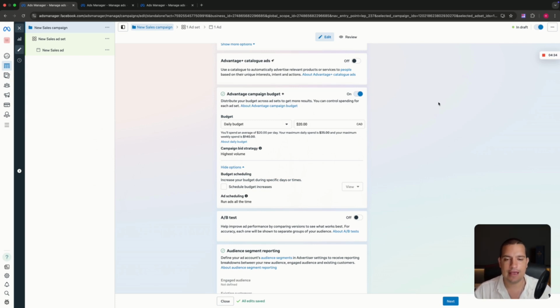Okay, let's dive into the topic of ABO versus CBO. Guys, you need to understand something when it comes to CBO. Why do I call it CBO? Because CBO was the previous name, but now it's called Advantage Campaign Budget. Back in the days, it was called CBO, Campaign Budget Optimization, but they changed the name.